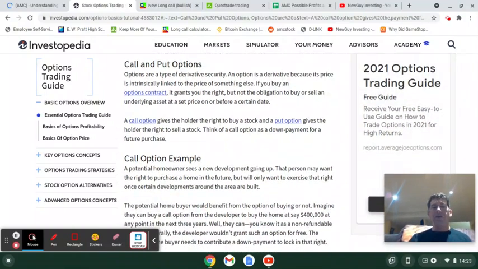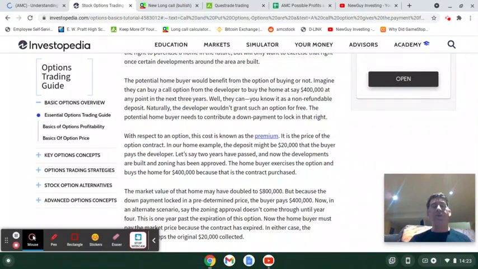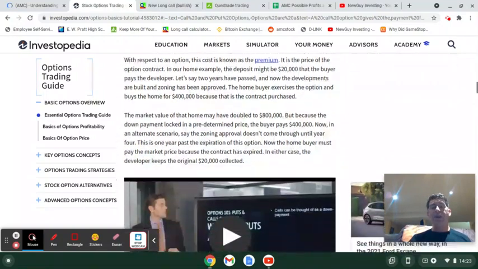So the calls and puts are described here. I'm not going to read this all to you. I know some YouTubers like to read the document to you. I believe you can find this yourself. Investopedia is a really great resource for investing in the stock market in general, and they will describe it here.